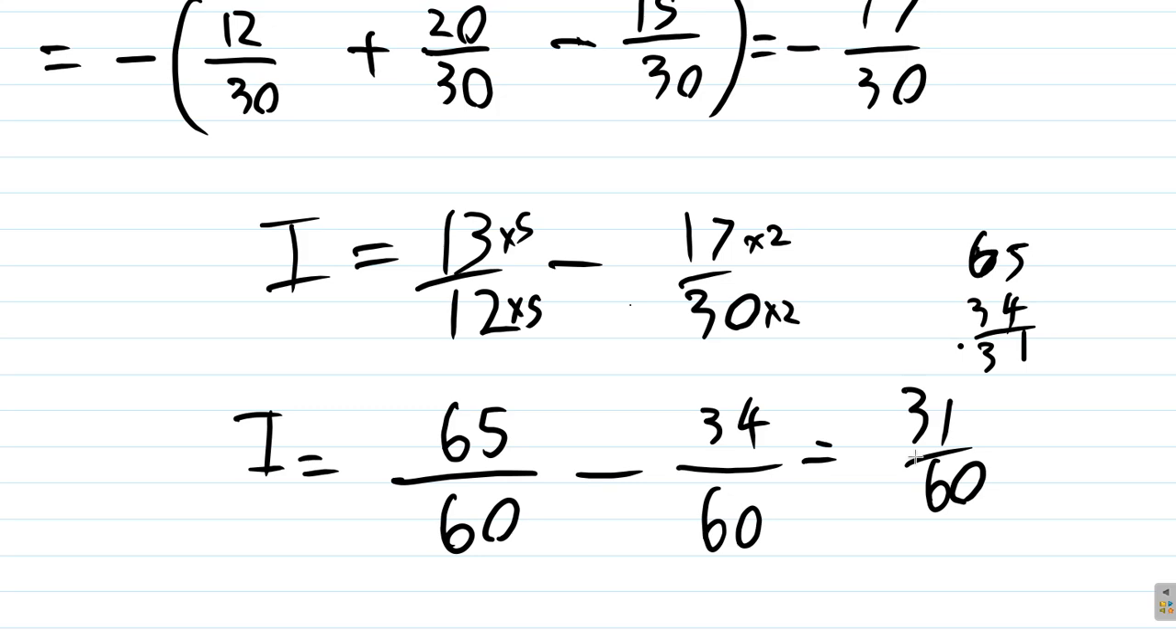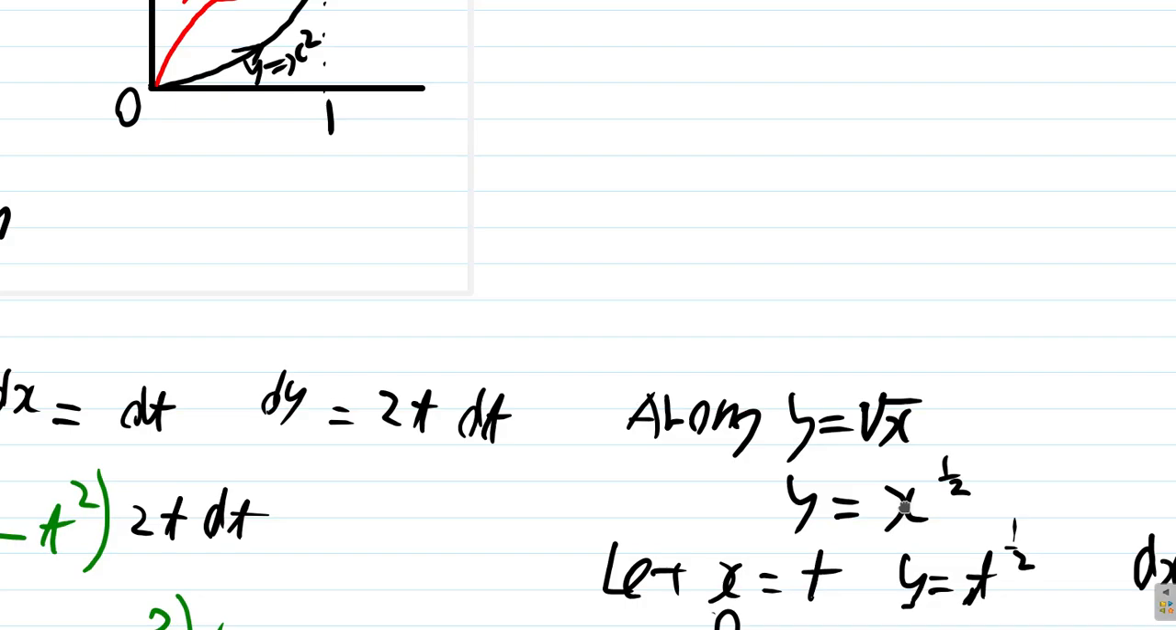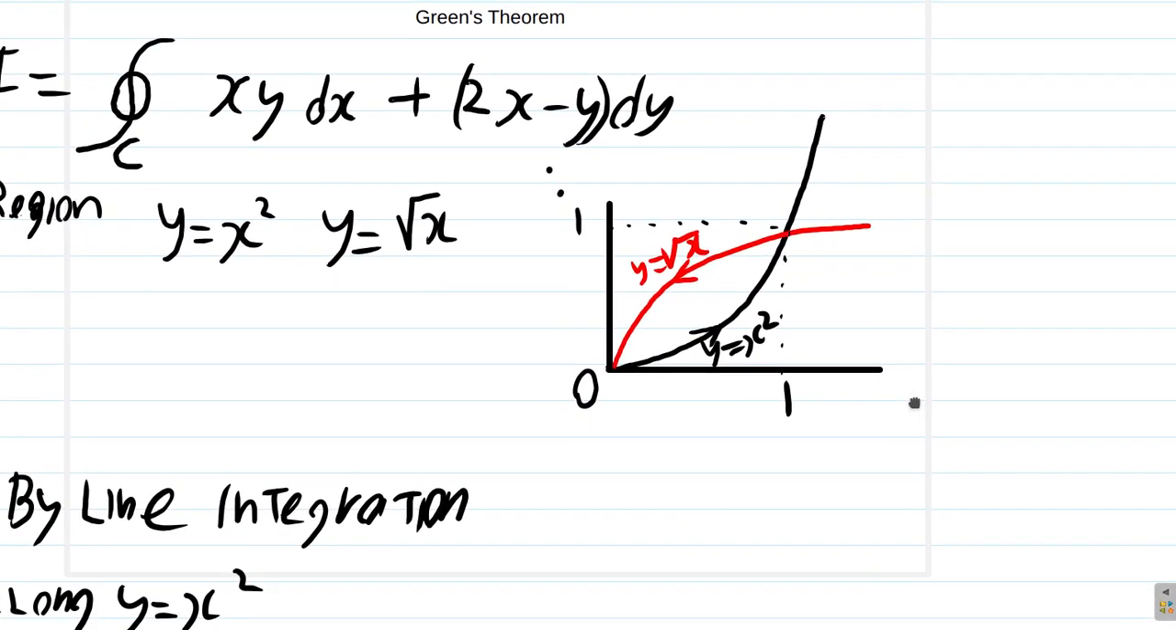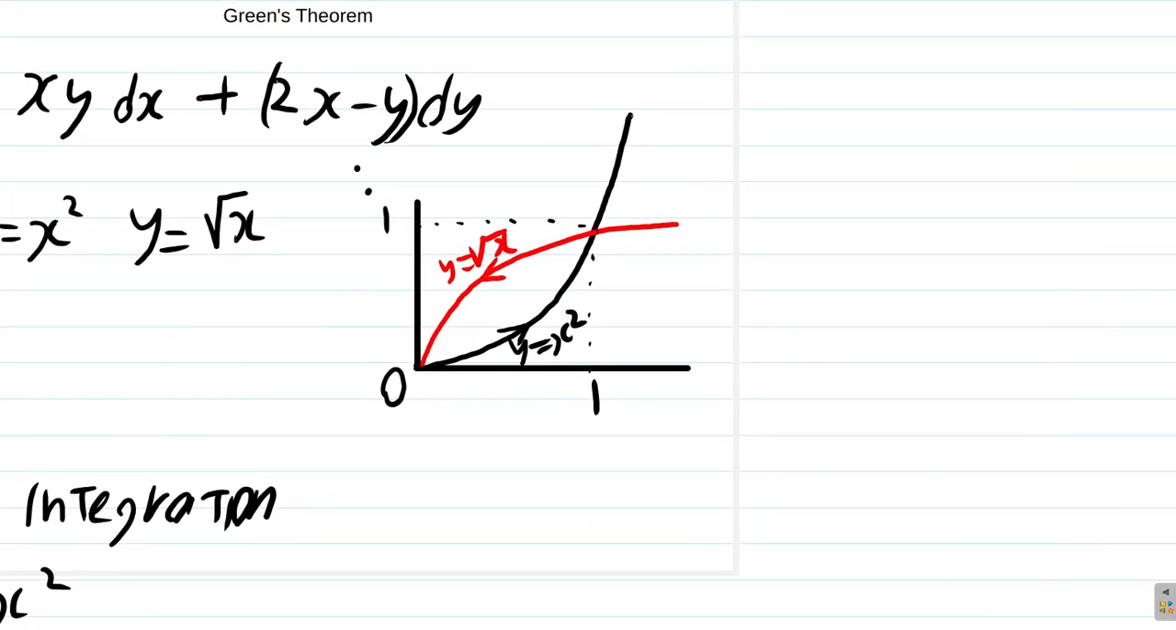What that means now is that in the next video we're going to do it again by Green's theorem. But I expect it to be a lot shorter than this, and we should get the same 31 over 60. So let me just write it up here. From now the answer is 31 over 60. In the next video we'll do it again by Green's theorem.